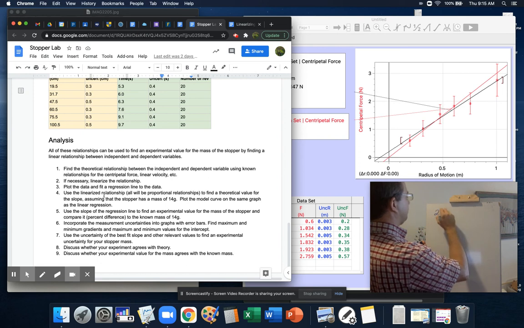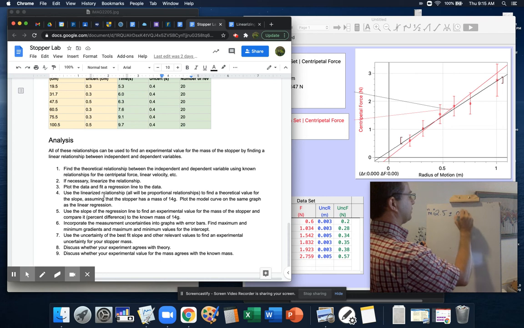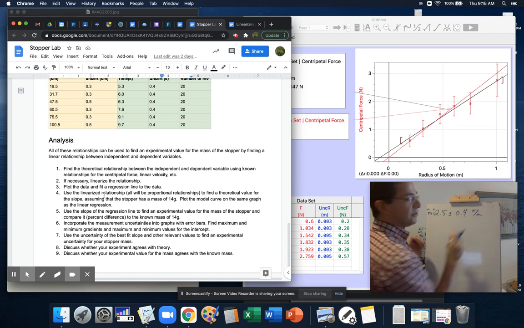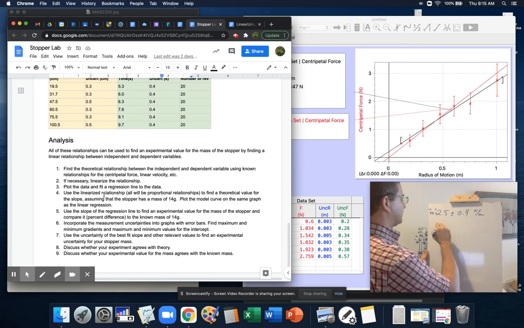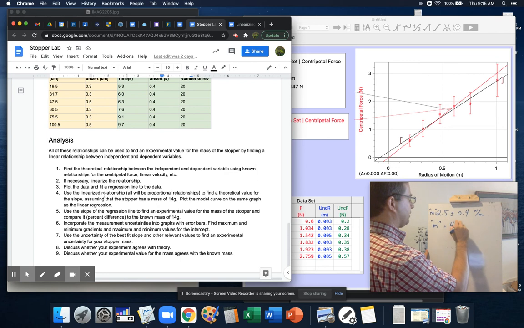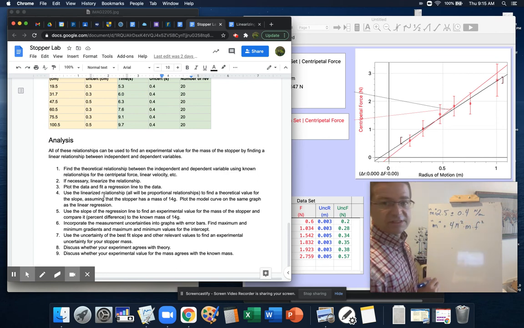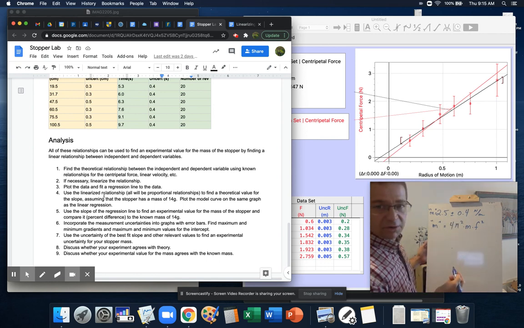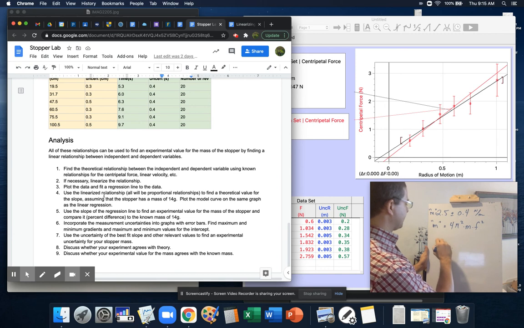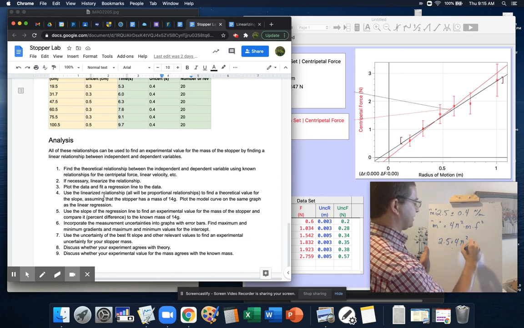So we have 2.5, this is my slope, plus or minus 0.4 newtons per meter. I know that the value of the slope should be equal to 4 pi squared times mass times frequency squared. Let me not worry about the uncertainty right now. So I have 2.5 is equal to 4 pi squared times m.